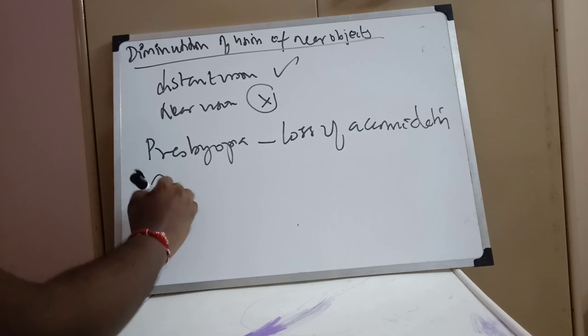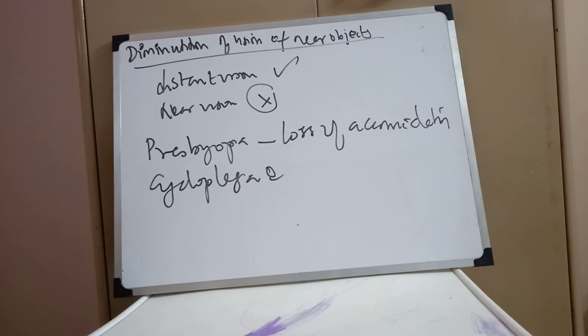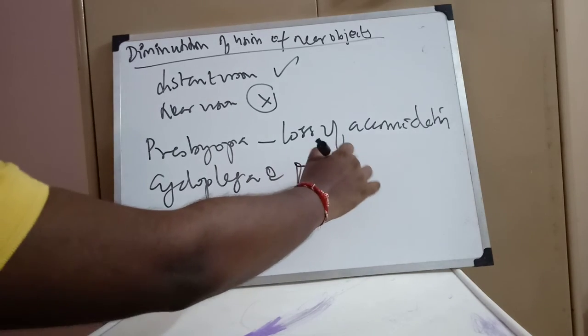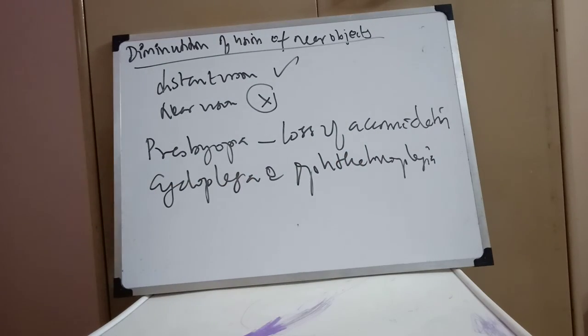Then you have cycloplegia, where you're going to have spasm or paralysis of ciliary muscles, and ophthalmoplegia. Ophthalmoplegia can be internal, external or total ophthalmoplegia. This is also going to cause paralysis of accommodation and diminution of vision of near objects.